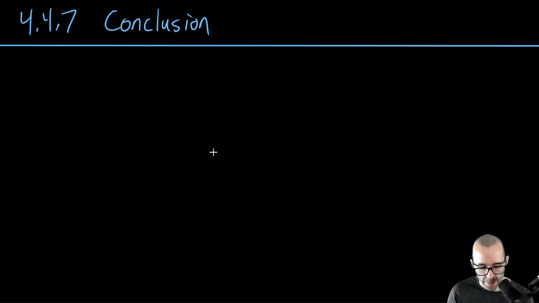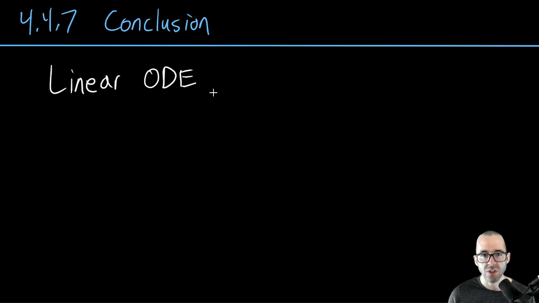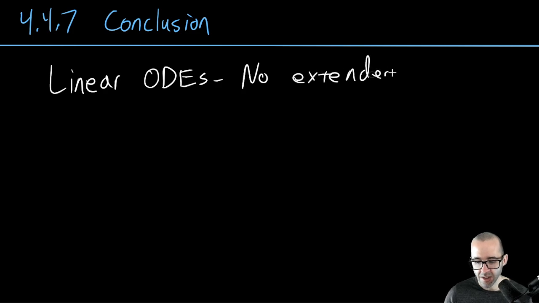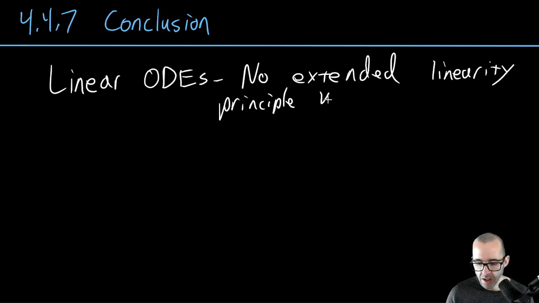So to bring that home, I want to focus on two special things that we're using in this chapter. Specifically, one of the things that we're using is linearity. We have linear differential equations in this chapter. We need that for the extended linearity principle. So we have no extended linearity principle without this. As you might expect, you need a linear ODE to have a linearity principle.